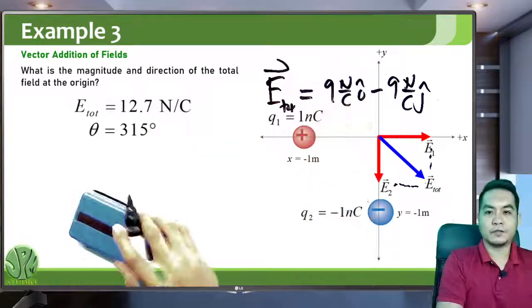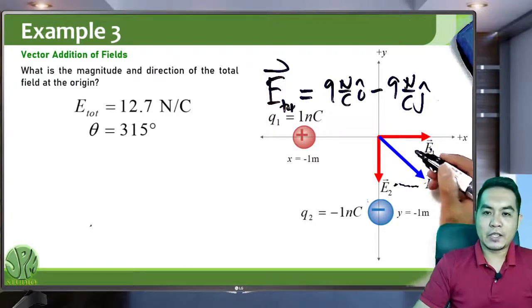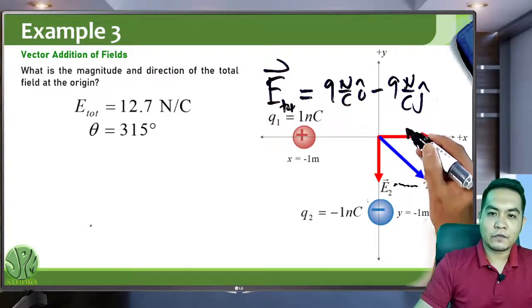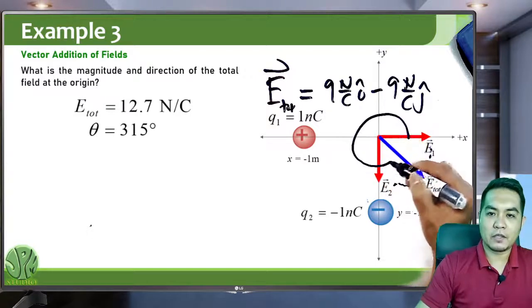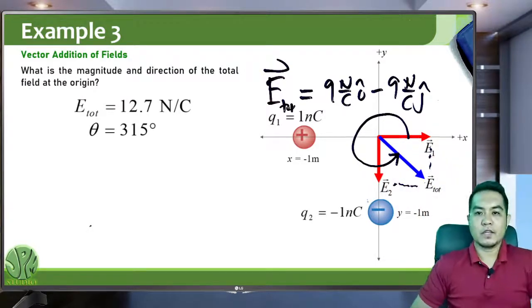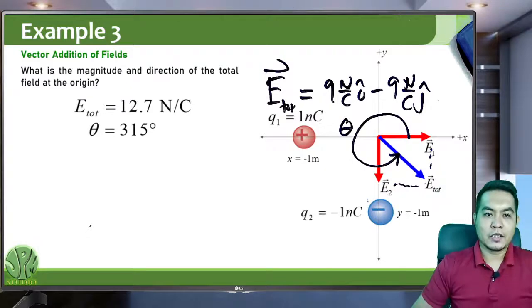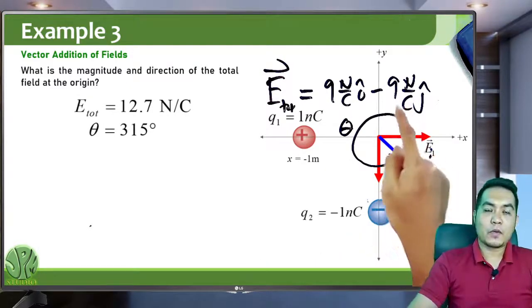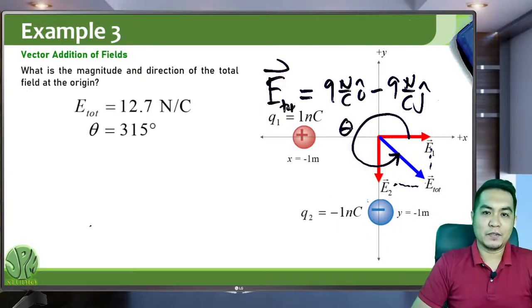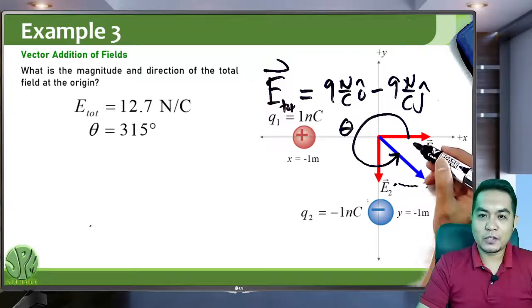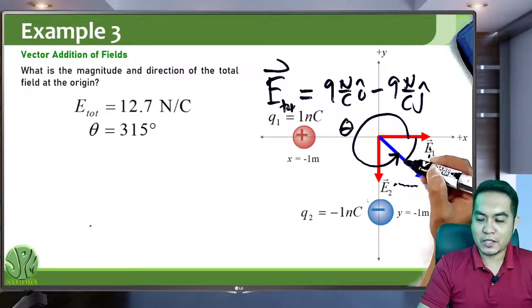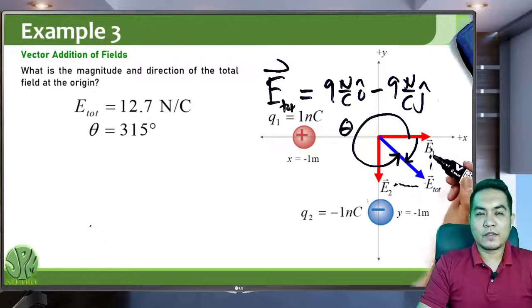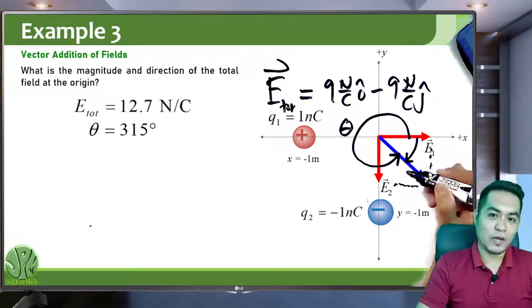And to get the direction, so this is our total electric field vector. This is the vector. And the direction is this one. So measure from the positive x-axis counterclockwise. That is our direction, theta. To get theta, tangent inverse of the y component over the x component. And your calculator will actually give a negative value. So the value given by your calculator is actually this one. A negative angle means you measure from the positive x-axis clockwise.